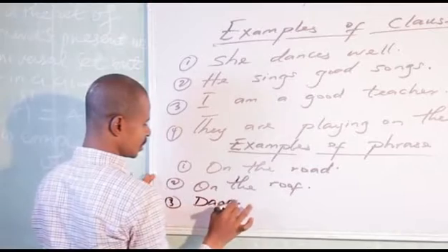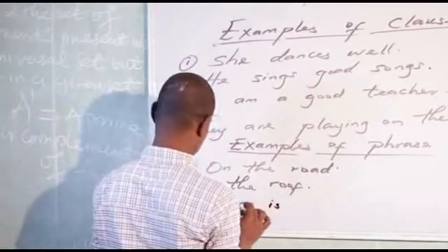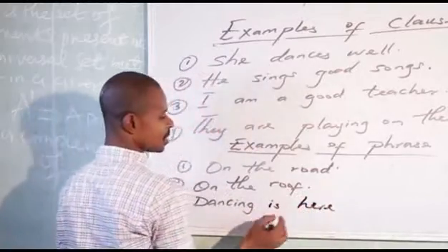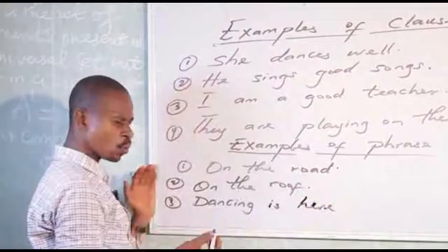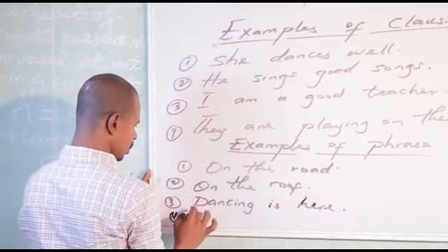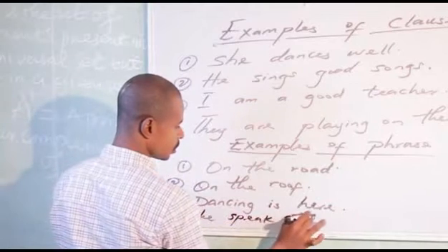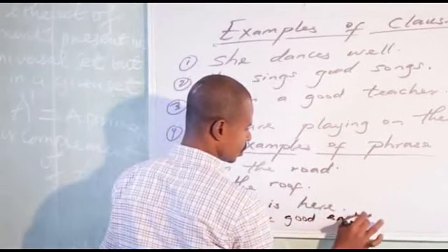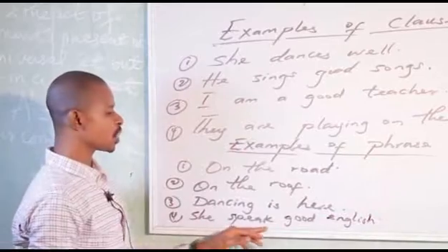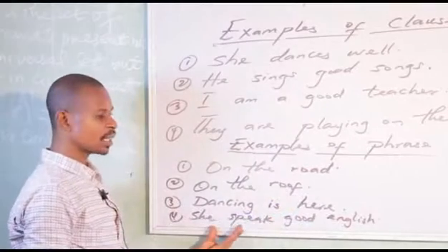Then three, dancing is here. What is the meaning of dancing is here? It's a phrase. It doesn't convey a meaningful expression. How can dancing be here? Then another one: she speak good English. This is a phrase. Why can I say she speak? It's supposed to be she speaks. So we can consider this as a phrase, because if you look at this expression, it's not properly arranged.